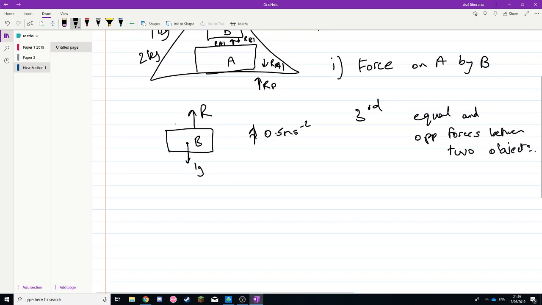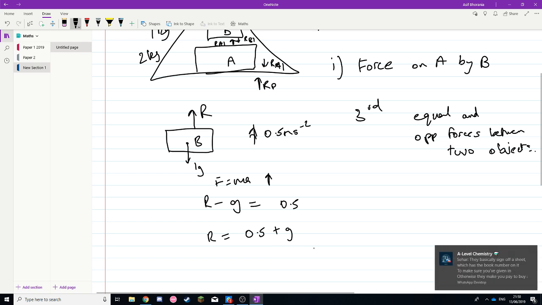So now that we have a much simpler force diagram, all we're saying is that because it's going up, the resultant force must be up. Doing F equals ma upwards, taking up as positive, R minus g is equal to the mass, which is 1, times acceleration, which is 0.5. So the reaction force is 0.5, which is its mass times acceleration, plus its own weight, which is g. And that makes sense.